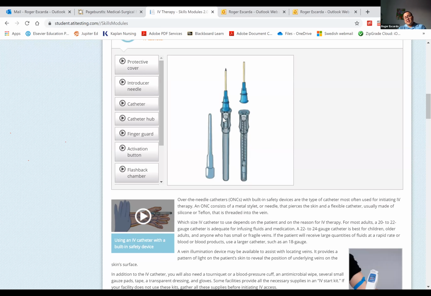This is a button that you press that will retract the needle when you're ready to do so. So this is again after you've already seen flashback and you have advanced the catheter. So you only need the needle sticking out beyond the catheter in order to stick the patient's skin. Once you're in there and you saw flashback into the chamber, then after you inserted this, put pressure over here and then press that button, it will retract it.